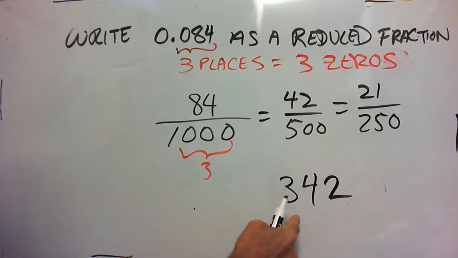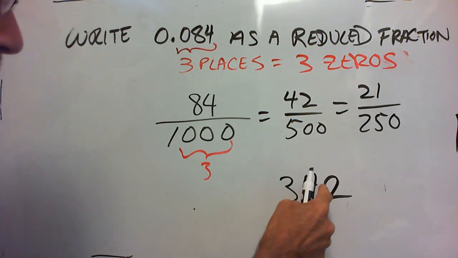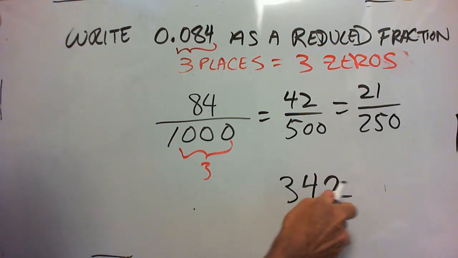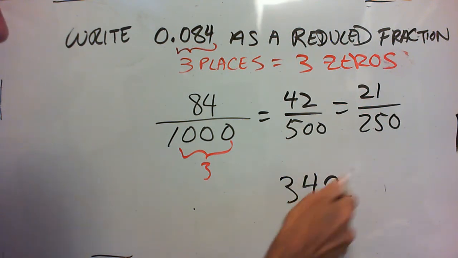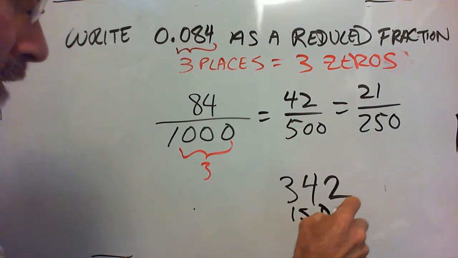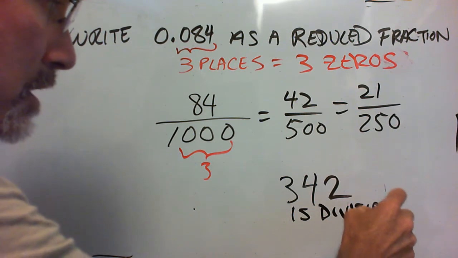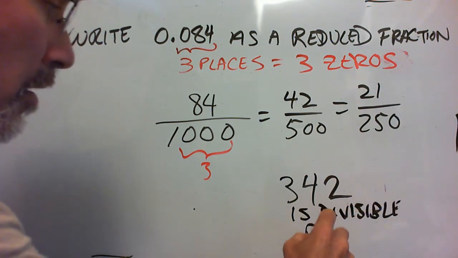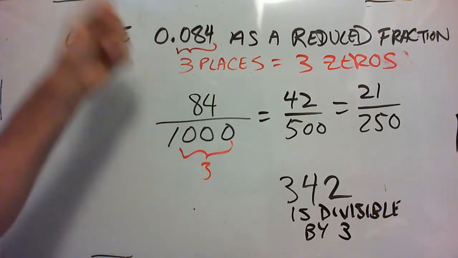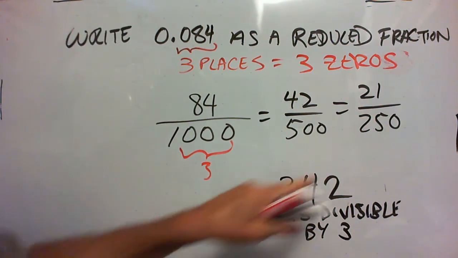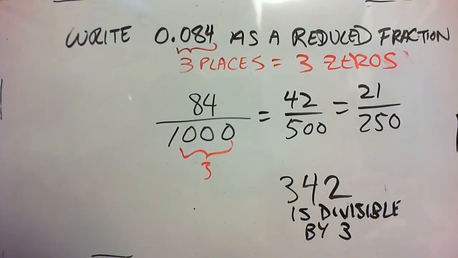That number is divisible by 3 because the digits add up to 3 plus 4, 7 plus 2 is 9. And 9 is divisible by 3. So 342 is divisible by 3. It's a nice divisibility rule to remember, along with even numbers are divisible by 2, and numbers ending in 0 are divisible by 10 and 5.